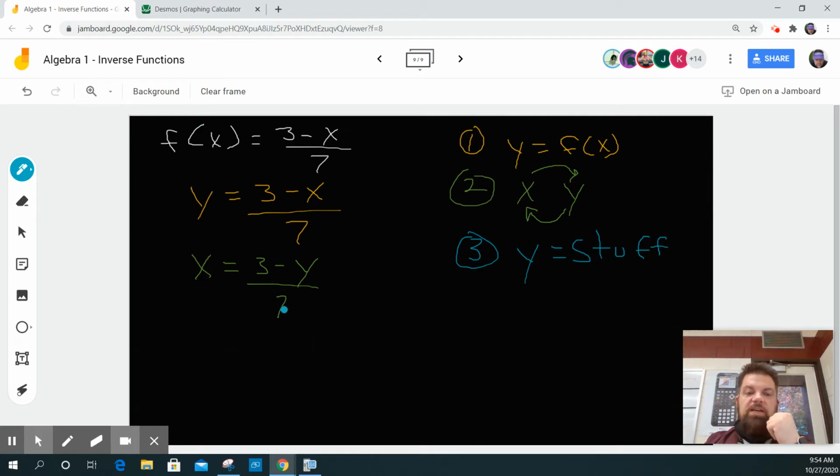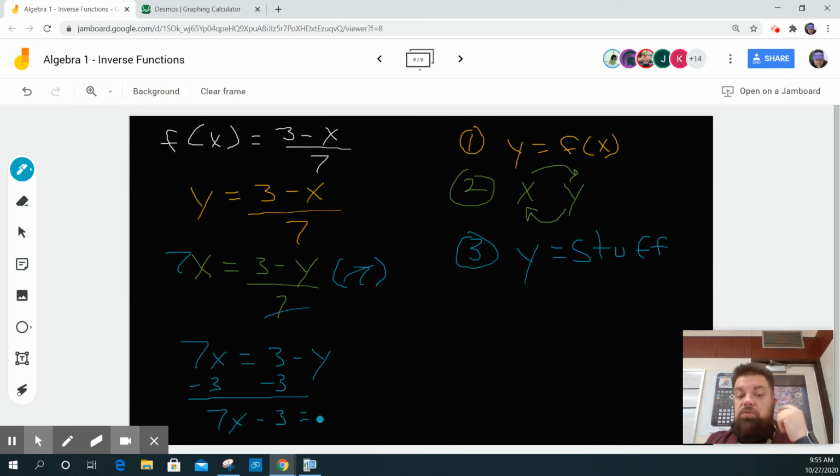Anyways, step 3, we solve for y. So what I'm going to do is multiply this by 7, multiply this by 7. I get 7x is equal to 3 minus y, because the 7 will cancel with this. Then I'm going to subtract 3 from both sides. I get 7x minus 3 is equal to negative y. Going to multiply everything by a negative 1. Wait, let me write this differently. So that would be y equals negative 7x plus 3, right?